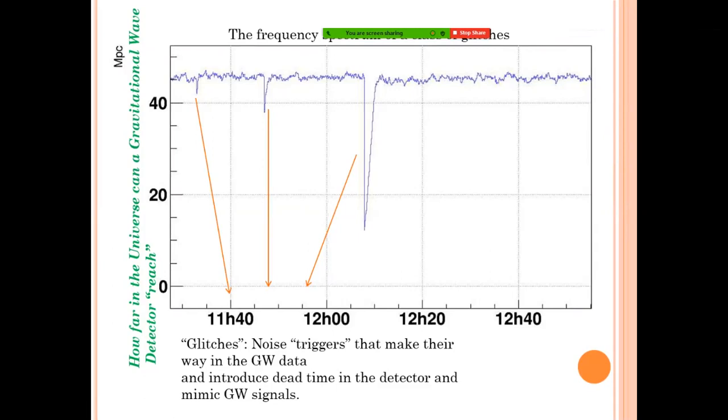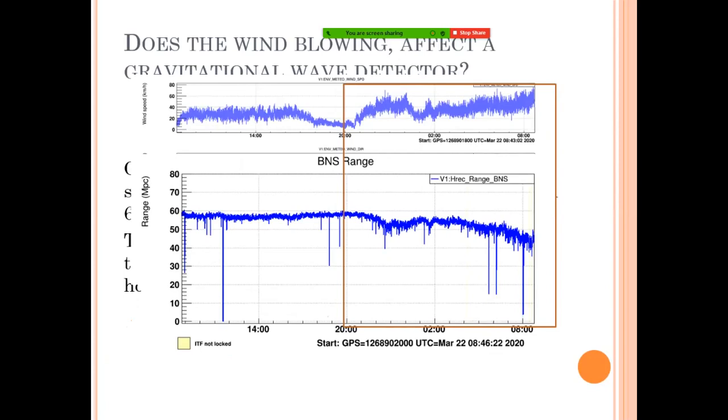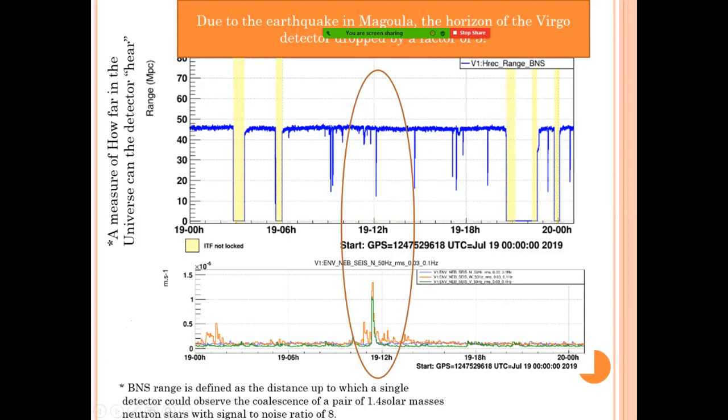So if you go back, for example, here to the earthquake stuff, you see that here we have an earthquake. Here we don't. Most probably, these are glitches. These are noise triggers that may come from other sources that we cannot understand. What sources? We don't know.